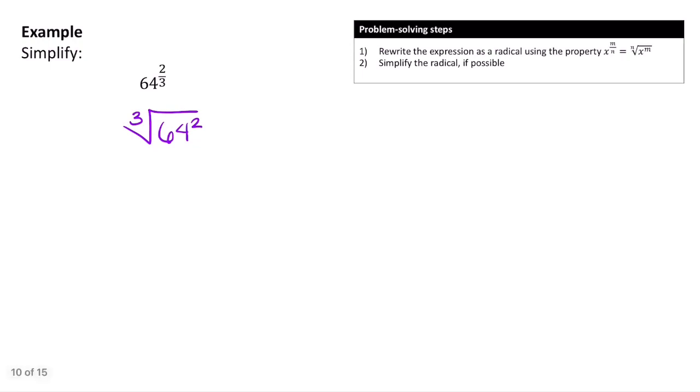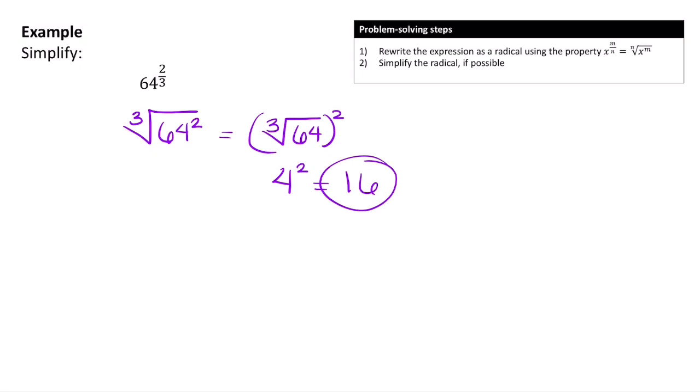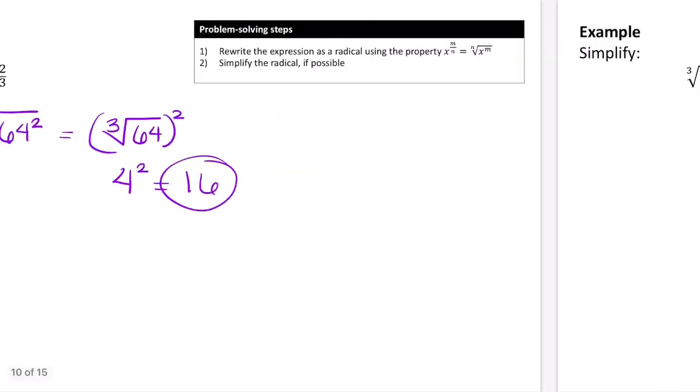So I'm going to rearrange this a little, and I'm going to do this as the cube root of 64, squared, okay? I'm just doing the exponents basically in a different order. So this is going to be easier for me to work with because I know that the cube root of 64 is 4, right? So this is basically 4 squared, which equals 16. So you see, rearranging it sometimes can get a little bit easier for you to simplify.